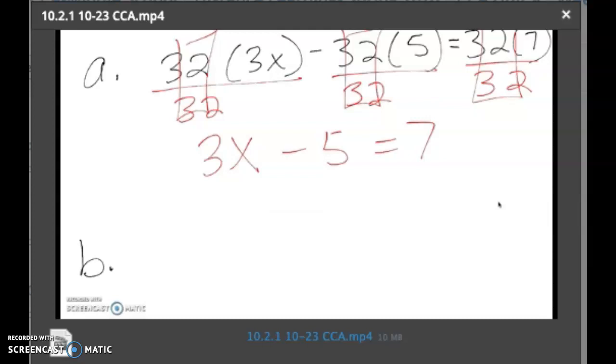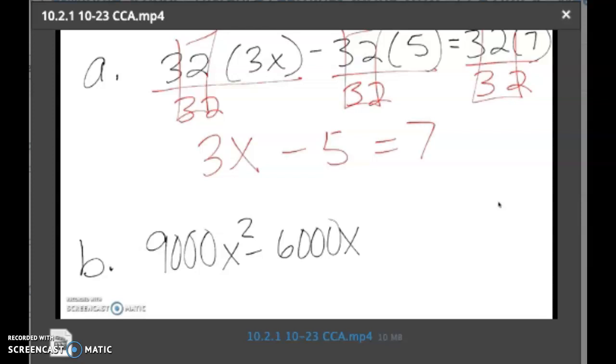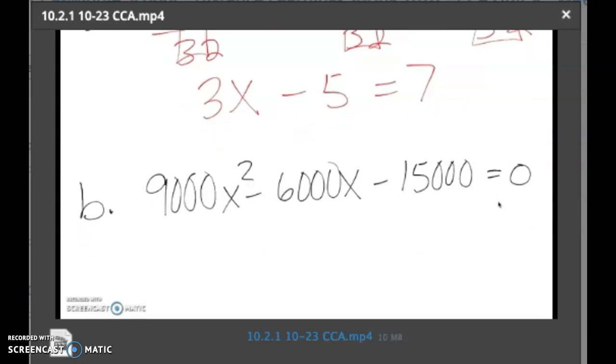So on B, we have 9,000x squared minus 6,000x minus 15,000 equal to 0. Okay, so again, I want to rewrite this into an equivalent, simpler equation. So I need to try to figure out how I can make these numbers smaller. And I notice that 3,000 goes into each of these terms. Okay, so what I'm going to do is I'm just going to divide every term by 3,000.